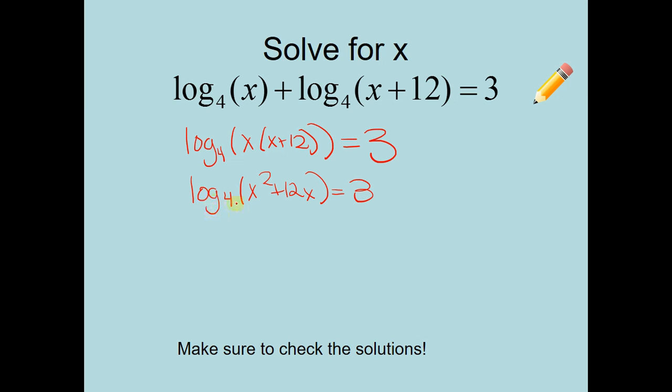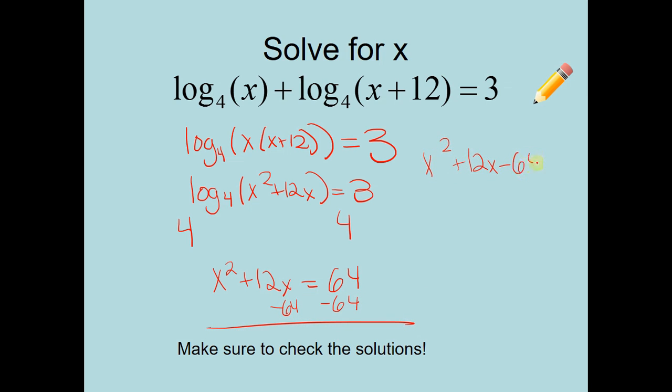Now, log base 4 is on its own, so let's take 4 to the power of both sides. So I get x squared plus 12x equals 4 to the 3rd, which is 64. Subtract 64 to the other side. I get x squared plus 12x minus 64 equals 0. And you know what's coming. Your favorite thing, factoring. So, I need to think of 2 numbers that multiply to give me 64, but add together to give me 12.